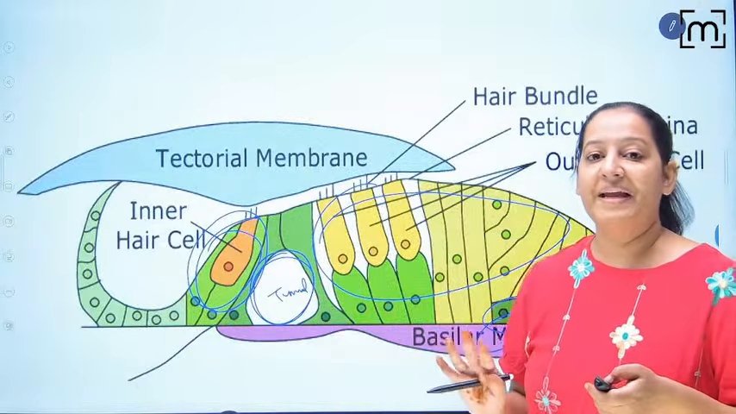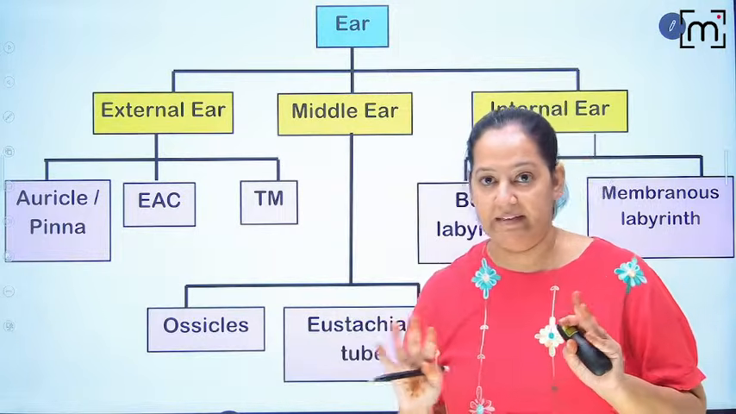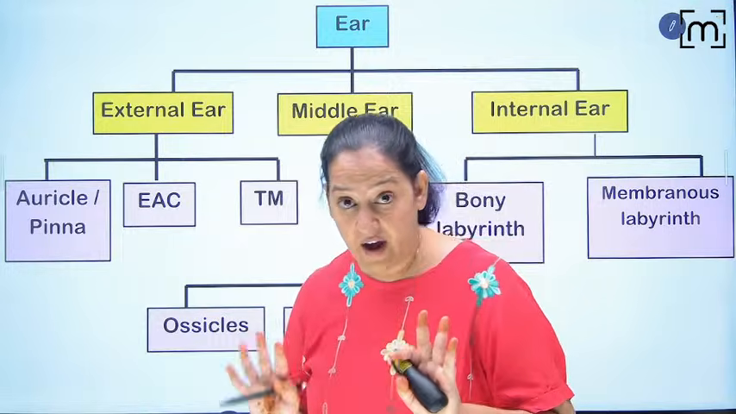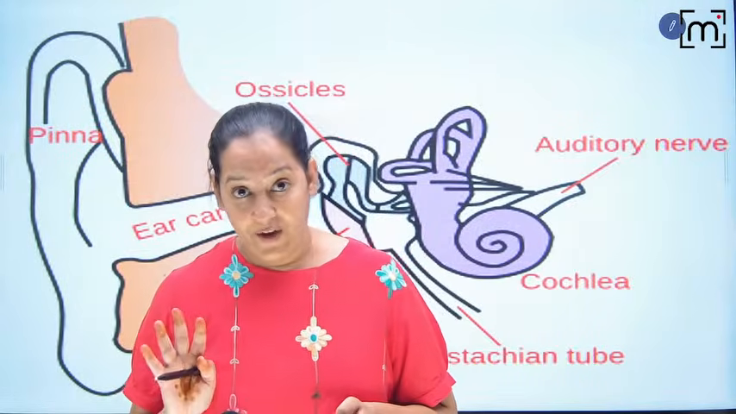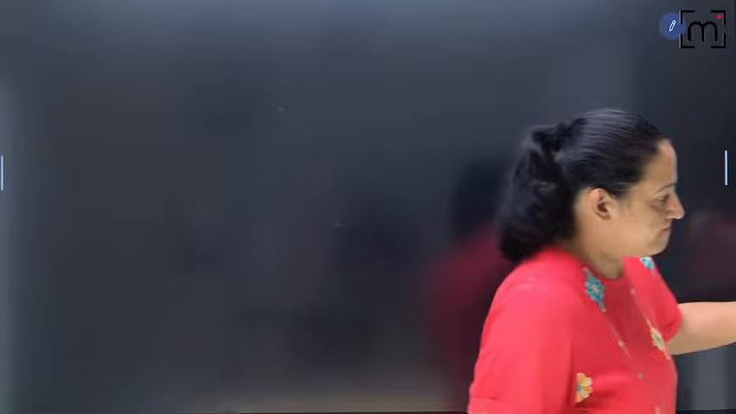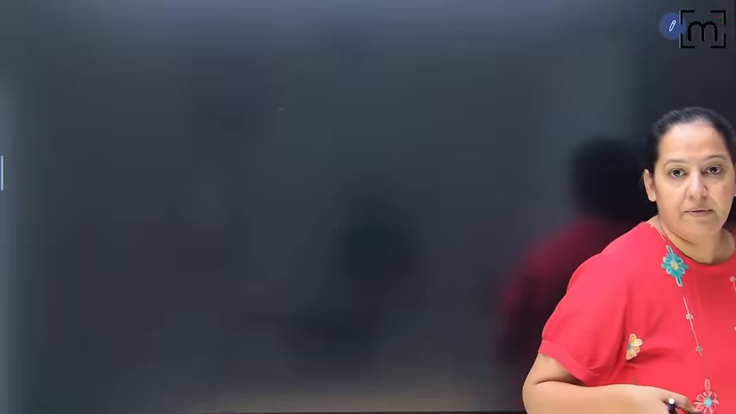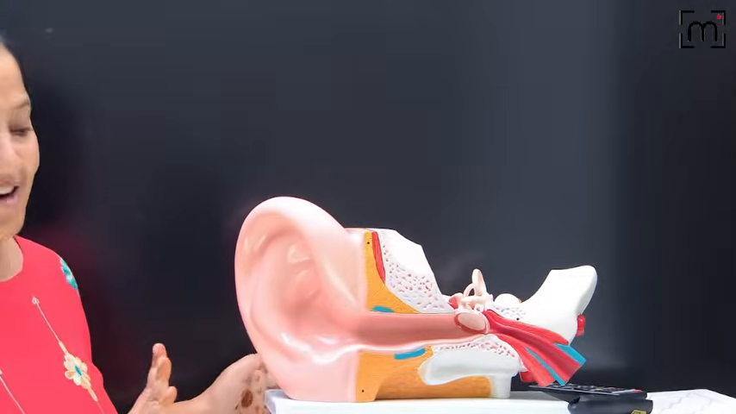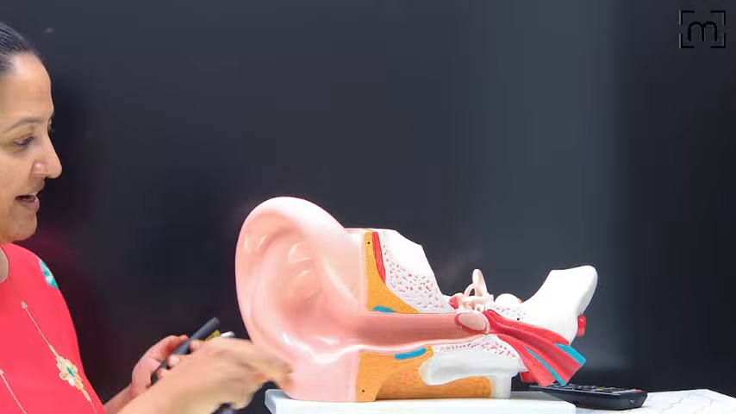So this is the complete structure of the ear. We are done with the anatomy of the ear. I hope you got it. Do you want to see the cochlea? I have it with me. We'll try to show you. So we are done with the ear, the anatomy, I mean. Okay, you can see the complete anatomy is done.